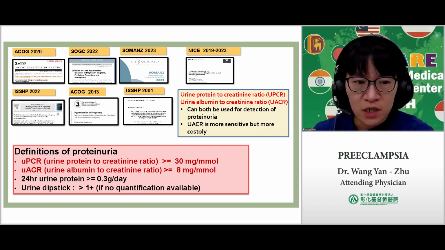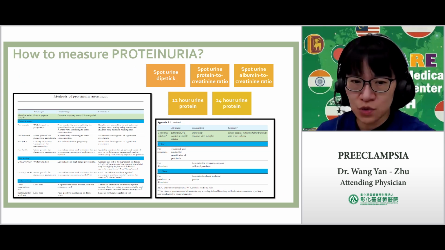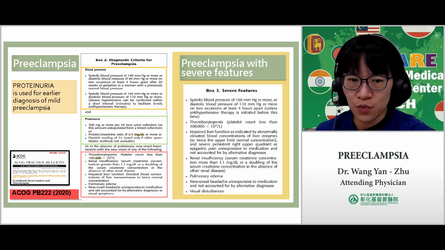So for here, the UPCR, we use it greater than 30 milligram per mmol, or you can use just a ratio like larger than 0.3, like here. If it's more than 0.3, then we can call it proteinuria.